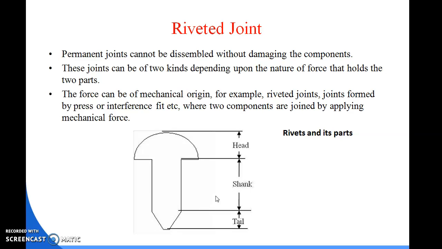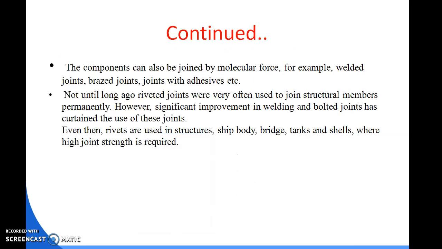The rivet joint is a permanent fastening process, where if we have to separate two metals, we have to destroy the metals or the elements. This kind of component can also be joined by molecular force.